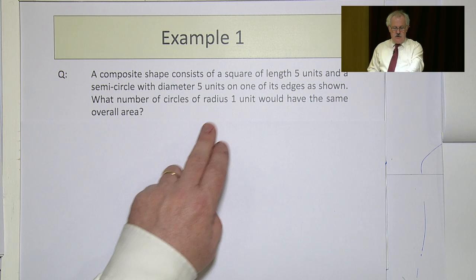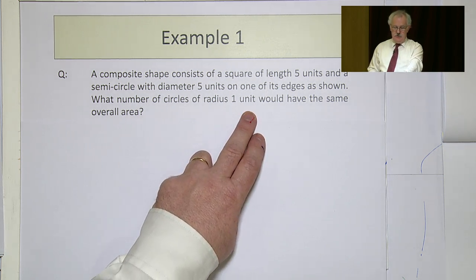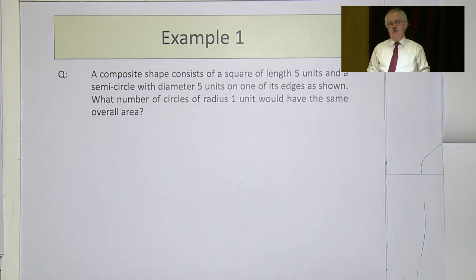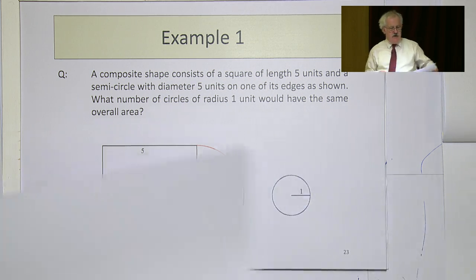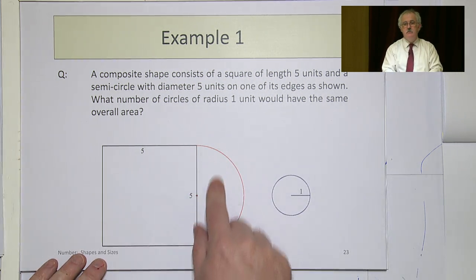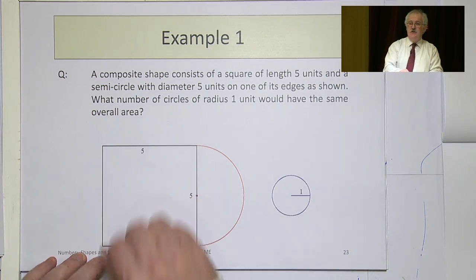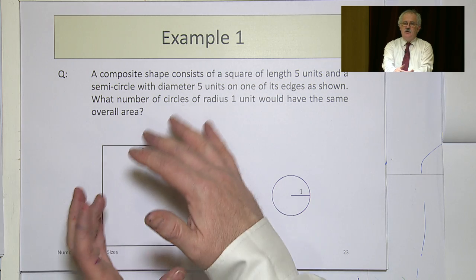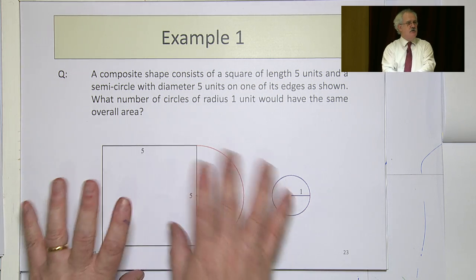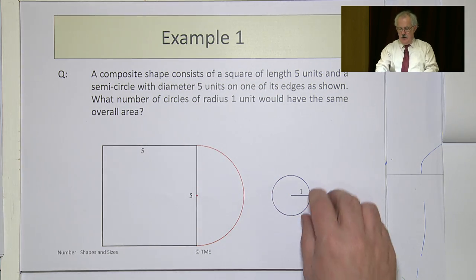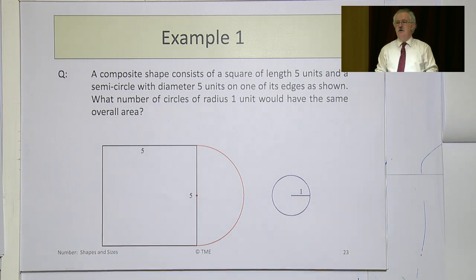What number of circles of radius 1 unit would have the same overall area? So what we have here is this shape and a small little one of these. How many of those would fit in there? If you were to completely rearrange the space, they wouldn't have to worry about fitting the edges or anything like that. How many will fit in there? Which is equivalent?